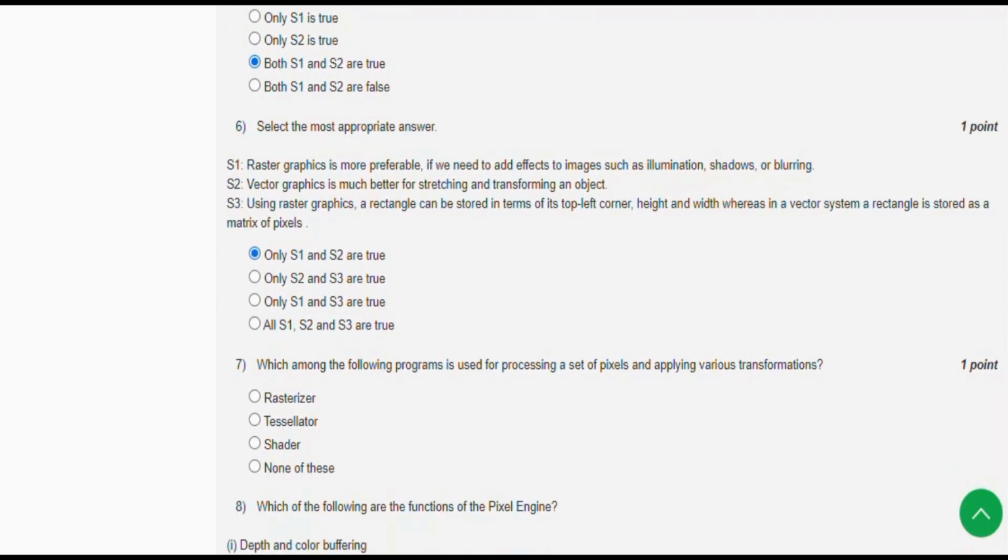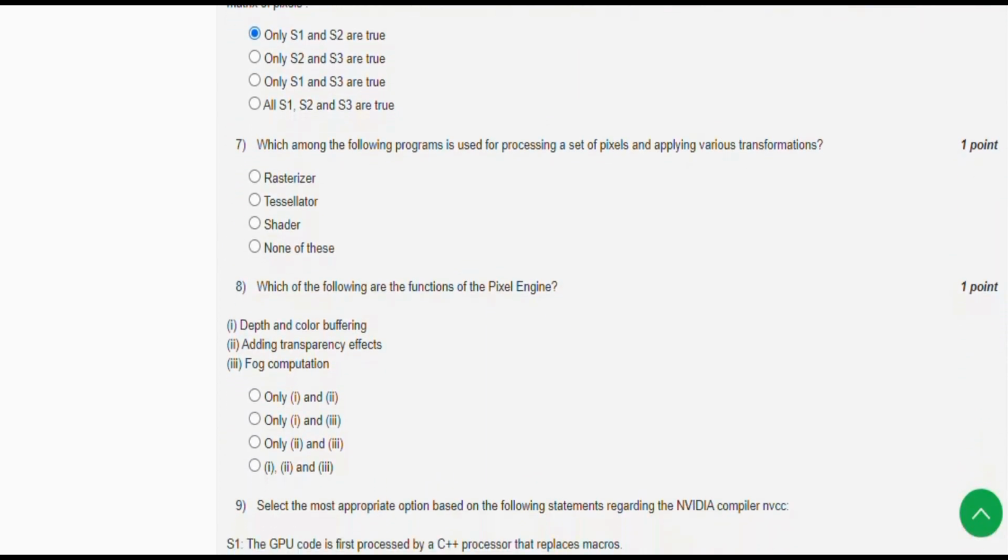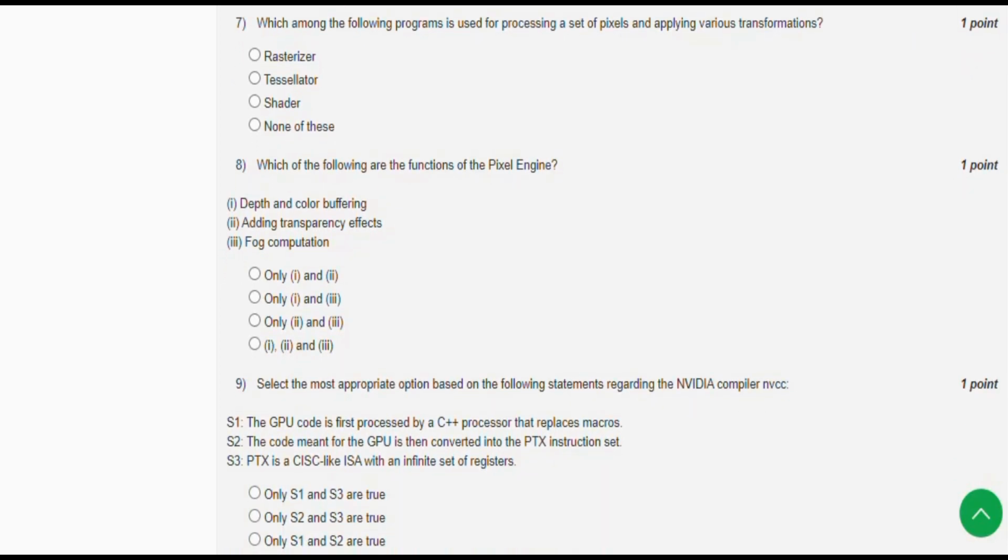Now moving into the next question, question number 7. Which among the following programs is used for processing a set of pixels and applying various transformations? The options are rasterizer, tesselator, shader, none of these. Here shader will be the correct answer. So I select that one.